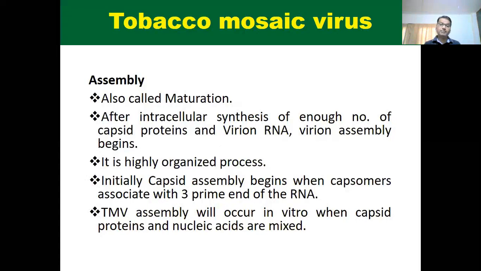Initially the capsid assembly begins when capsomers associate with the 3' end of RNA.